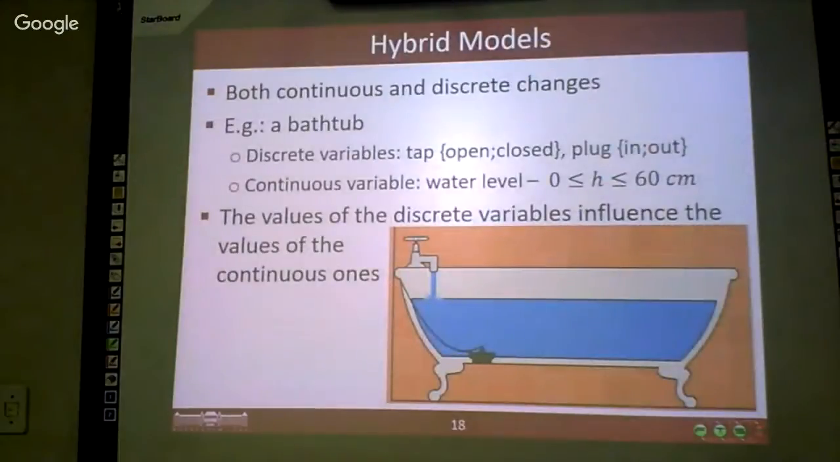And you can combine them in a hybrid way. If you have some continuous variable and some discrete variable, you can combine them. For example, in the bath tub you have discrete variables, whether the tap is open or closed and the plug is in or out. And there is also a continuous variable, the water level, that spans between 0 and 60 centimeters, which is the top of the bath. So the values of the discrete variables influence the values of the continuous variables.